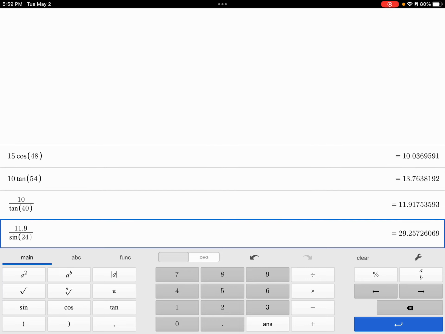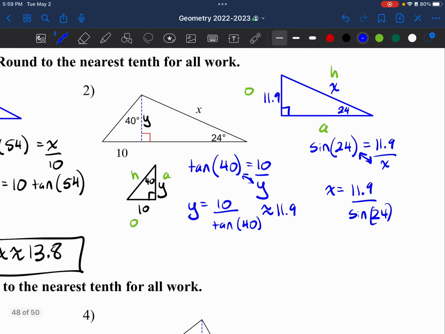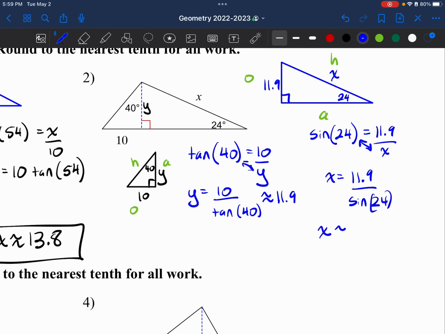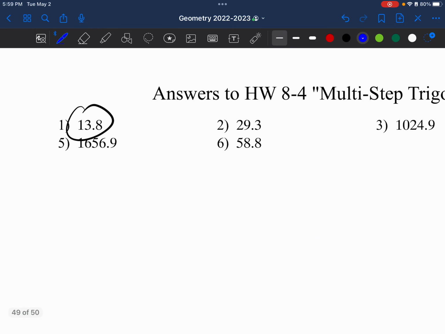And I get 29.3. It's not 29.2 because that 2 is followed by a 5. So x is about 29.3. Box it, and let's check. 29.3. We're on to number 3.